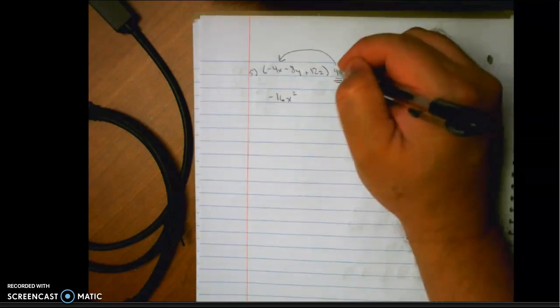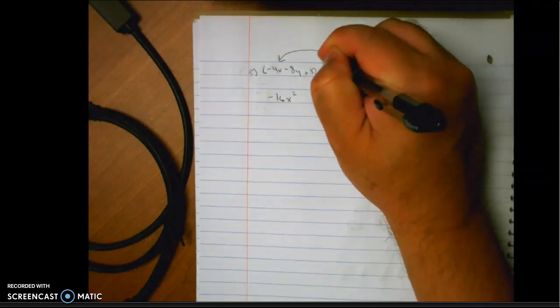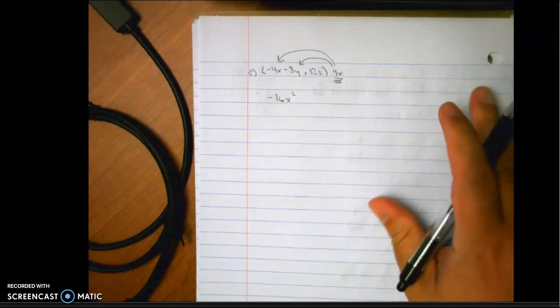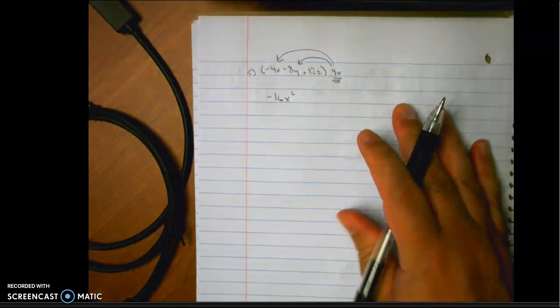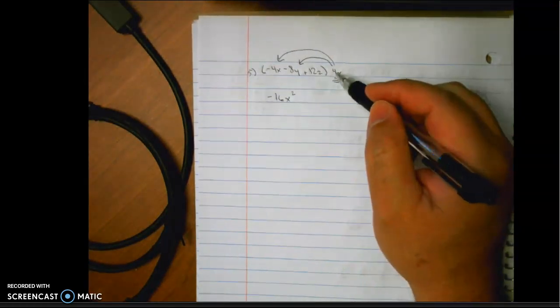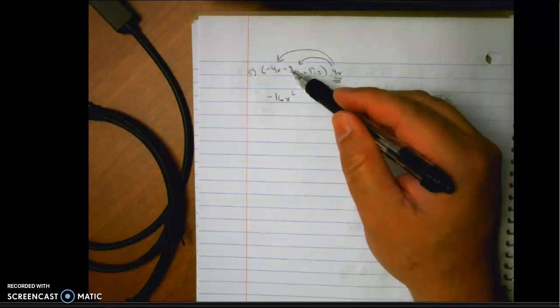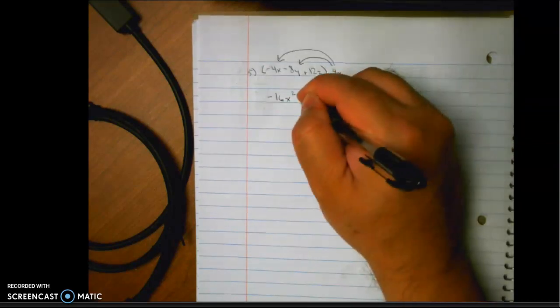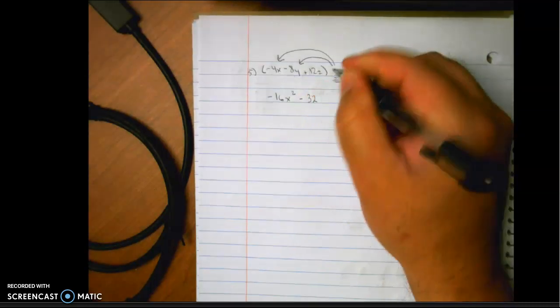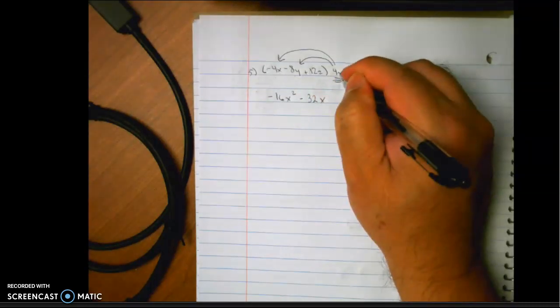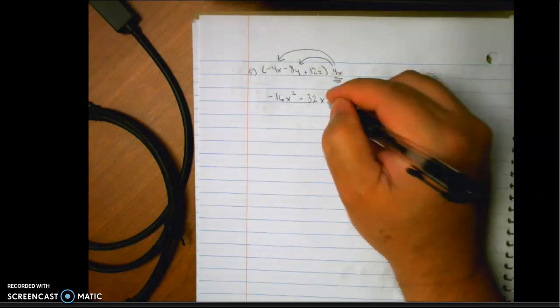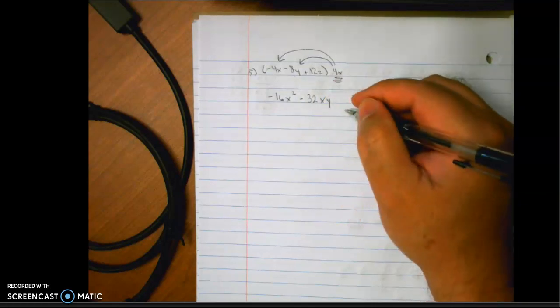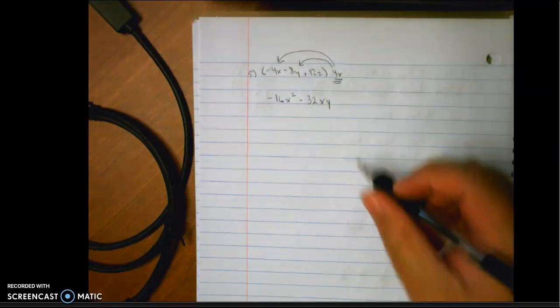Next, I'm going to take that 4x and distribute it across the 8y. So I've got 4x and a negative 8y. Negative 8 times 4 is a negative 32. And again, I have the x here and the y here. So it's a negative 32xy.